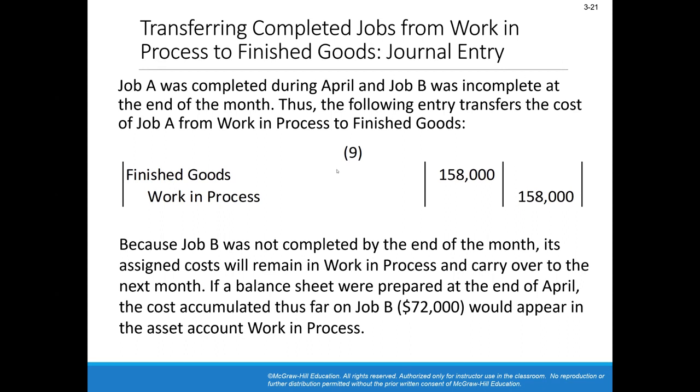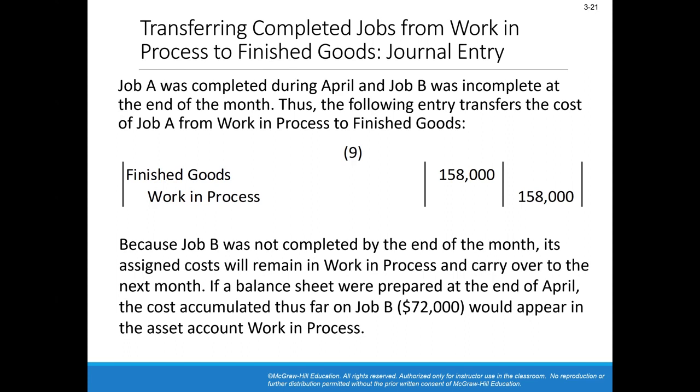All right. So we finished job A. So that's what we're going to move into finished goods. So job A is 158,000. So we're going to debit the finished goods for 158. So we're just moving it out of one pot, putting it in another. So it's coming in, it's a debit. Work in process, we're reducing that. So that's going to be 158,000.